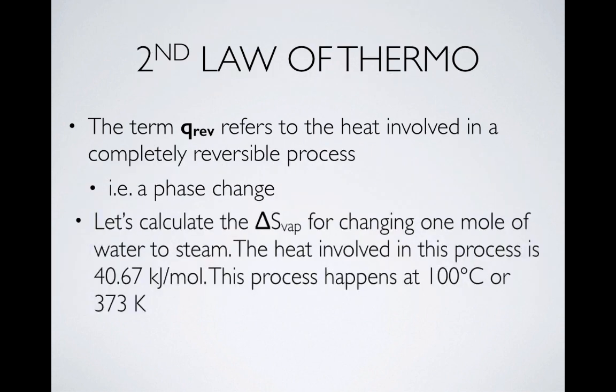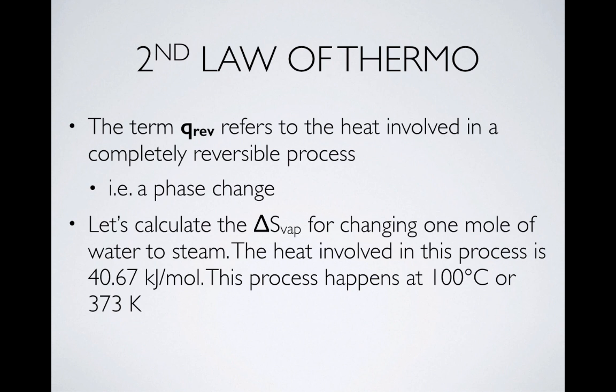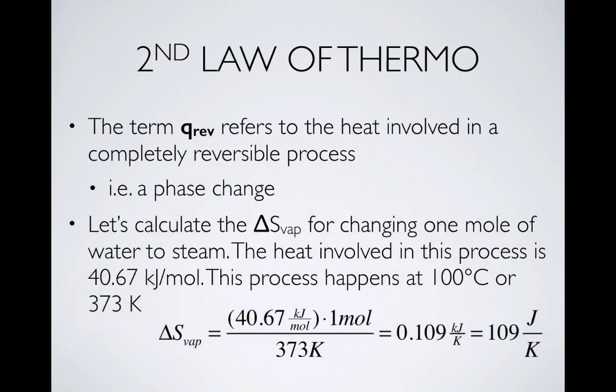So let's calculate the delta S of vaporization, so the change in entropy for a vaporization process. We're going to change 1 mole of liquid water into 1 mole of water gas, or steam. So the heat involved in this process, the delta H of vaporization, is going to be 40.67 kilojoules per mole. And we know that this process happens at 100 degrees Celsius, or 373 Kelvin. When we're using our delta S equation, we have to make sure that we're in Kelvin.